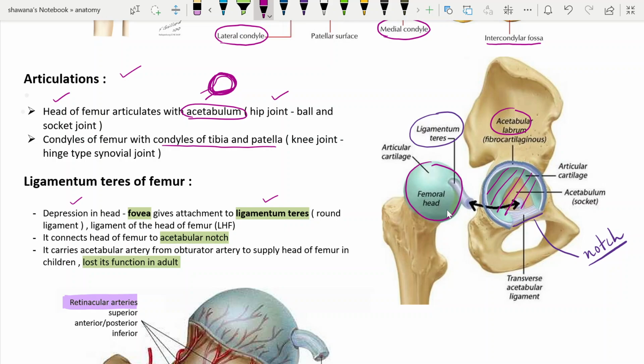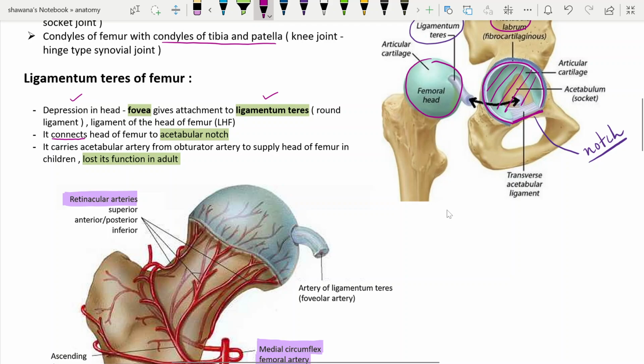The function of this ligament is to connect the head of the femur to the acetabular notch. This is the acetabular notch, okay? Acetabular notch, and this is the acetabular labrum. The second important function of this ligament is that it carries the acetabular artery from the obturator artery to supply the head of the femur in children, but it loses its function in adults.